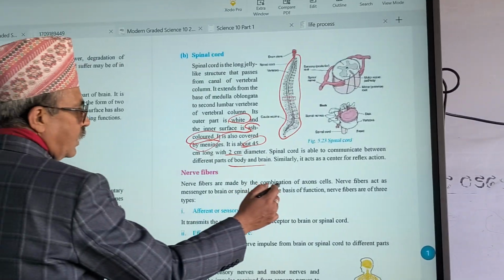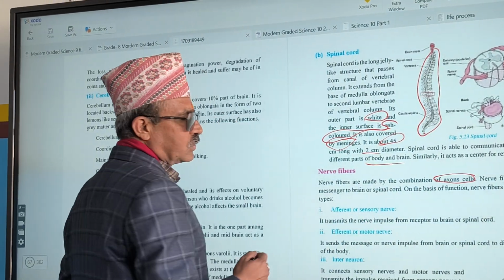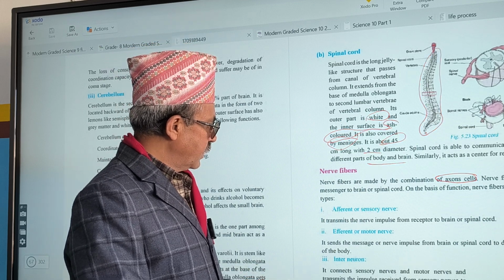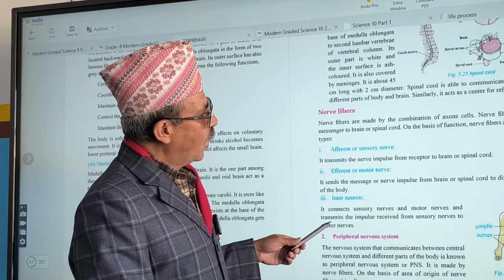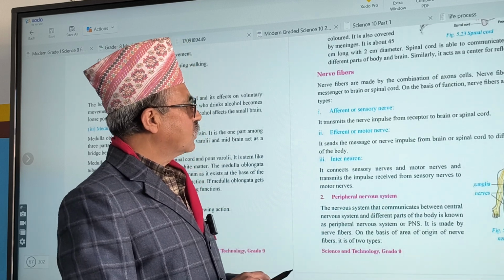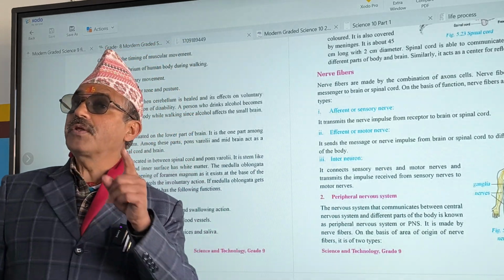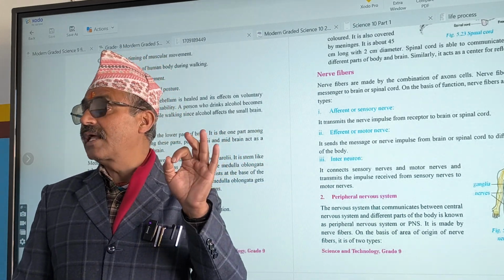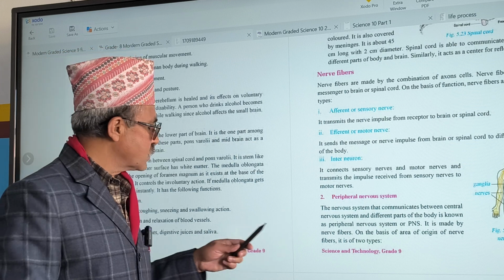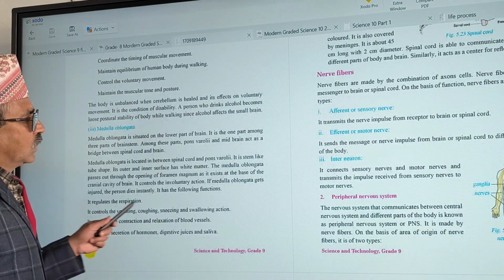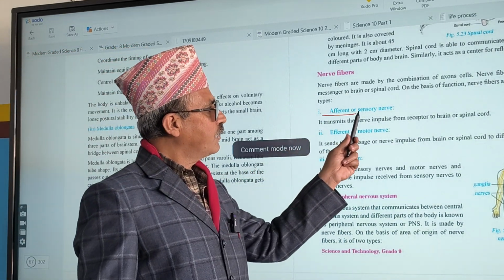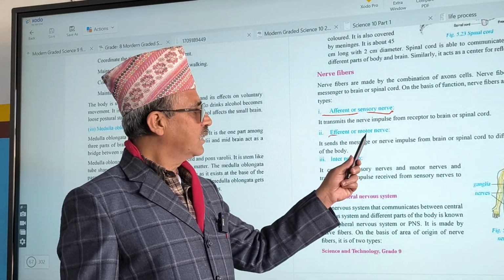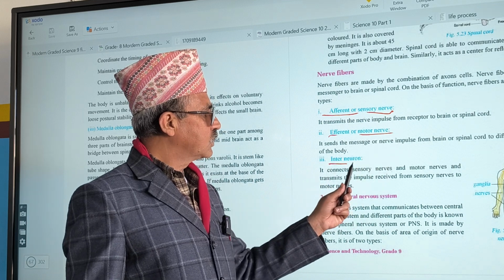Okay. The group of axons is called nerves. How many types of nerves are there? On the basis of origin, spinal nerves and cranial nerves. But on the basis of function, there are three types of nerves. What are they? Afferent or sensory nerves. Next one, efferent or motor nerves and interneuron.